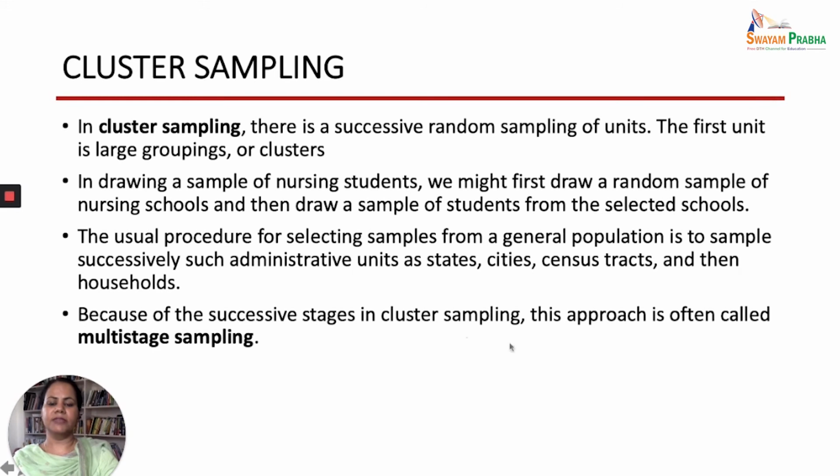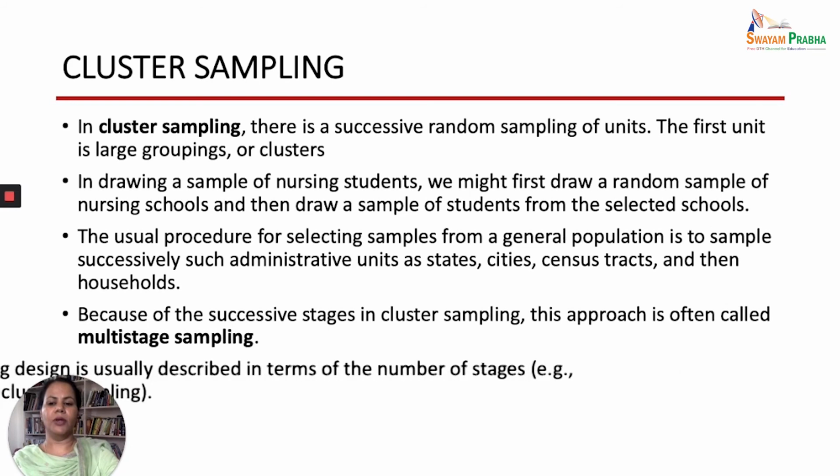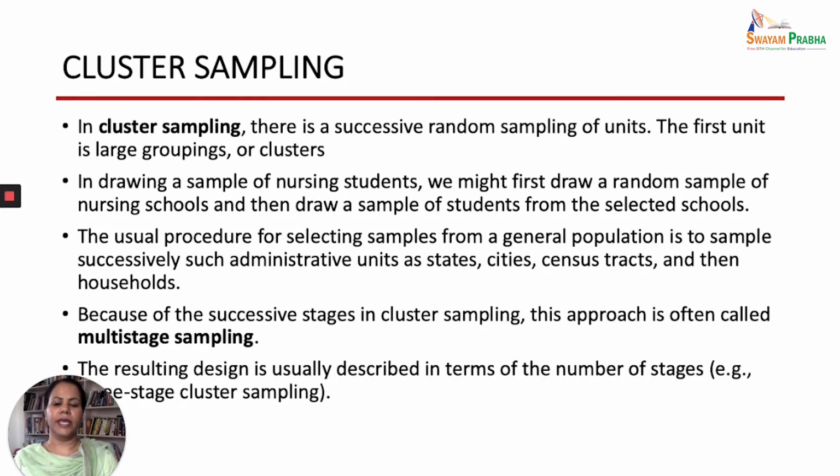Because of the successive stages in cluster sampling, this approach is often called multi-stage sampling, because at every stage you are randomly selecting out of the cluster. So that is why this is known as multi-stage, and depending upon the stage it can be described in terms of the number of stages. So it can be one stage cluster sampling, two stage cluster sampling, or three stage cluster sampling, depending upon how many clusters were made for selecting the sample.